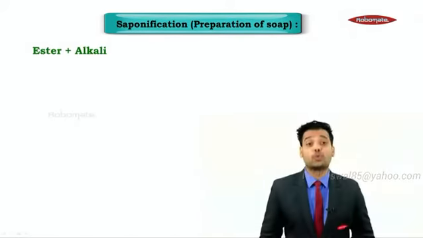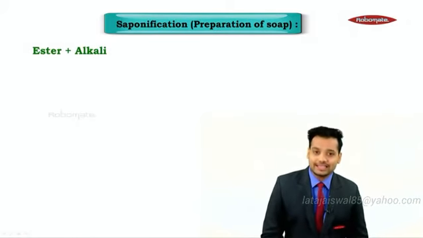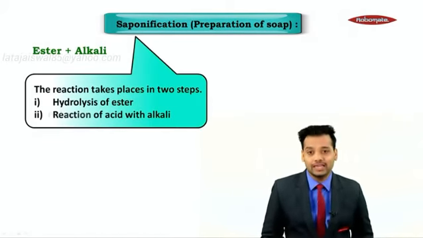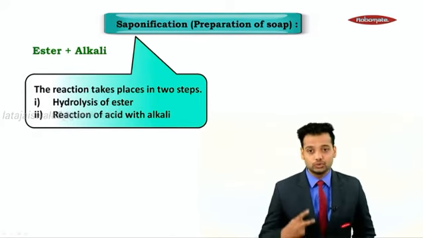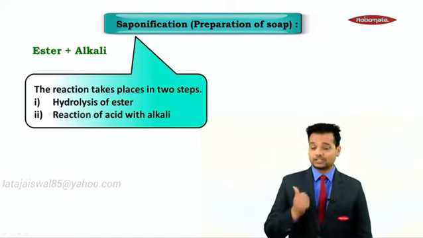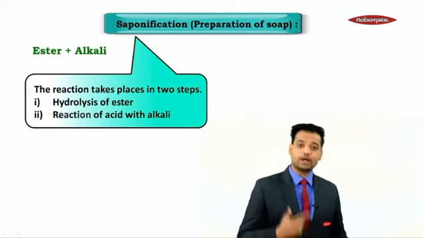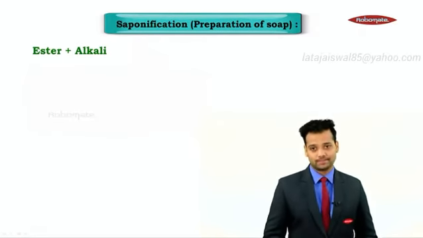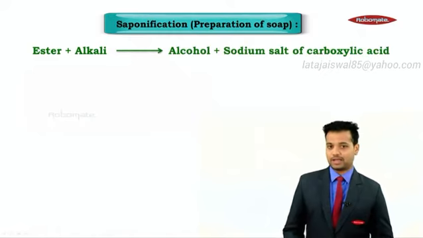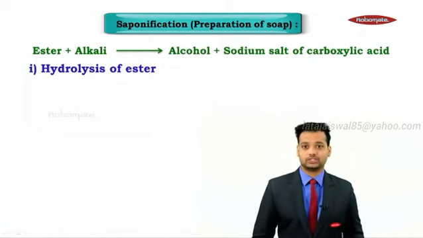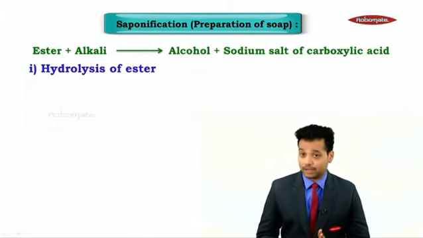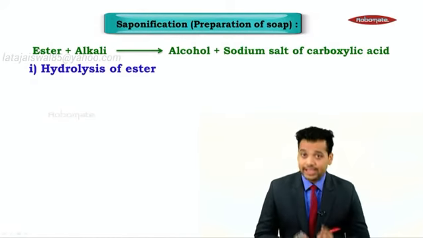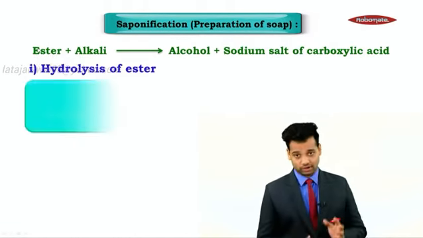But this is the most widely used reaction where an ester with the help of an alkali is turned into soap. But this soap process happens in two steps. First is hydrolysis of ester and the second one is reaction of acid with alkali. Now how does this happen? Please pay attention, all your attention. Hydrolysis of ester. Hydro, water. Lysis, breakdown. Ester is broken down with the help of water.